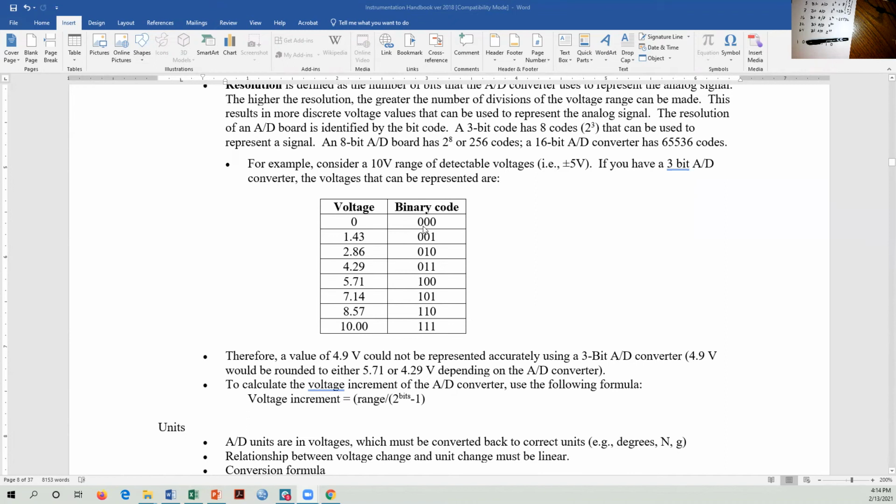So here's our 3-bit A to D board, and our 8 values: 1, 2, 3, 4, 5, 6, 7, 8, okay? 2 raised to the 3rd power. That's how many numbers we can represent.